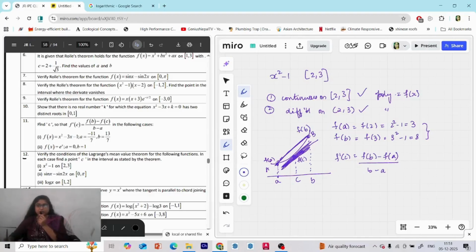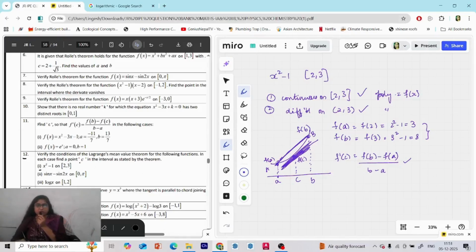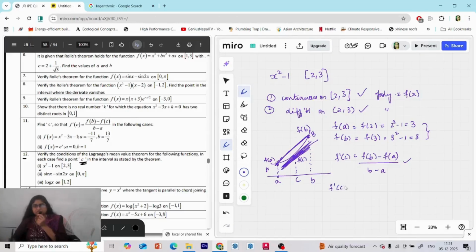We already saw this, and this is the formula. What they're asking is that we have to find the value of point C as stated in this theorem. We got f of B as 8 and f of A as 3. So f dash C should be equal to f of B, 8, minus f of A, 3, by B minus A, 3 minus 2. So 5 by 1, nothing but 5.